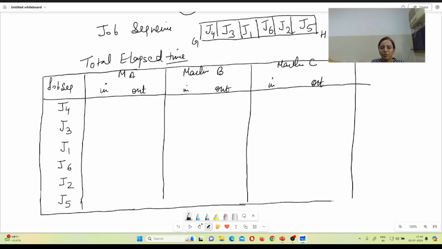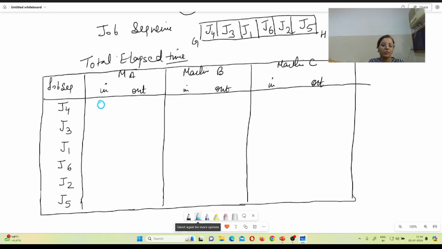Now, the same procedure will apply over here, and we will find out the total elapsed time. Start doing it. Again, the same concept. Whenever the job is started up, it will be put with the value of the time as 0. I'm putting it with this color, that is 0. Right. Now, find out J4, when we're starting up with J4 on machine A. J4 with machine A, how much time is it taking?